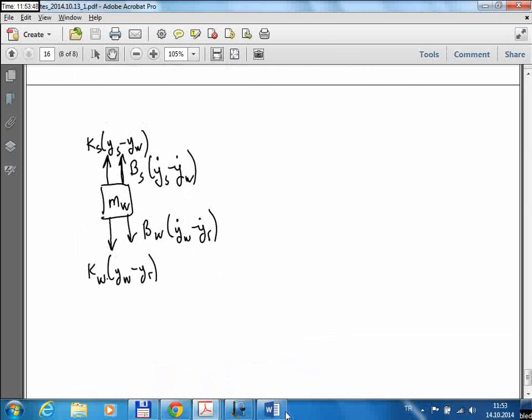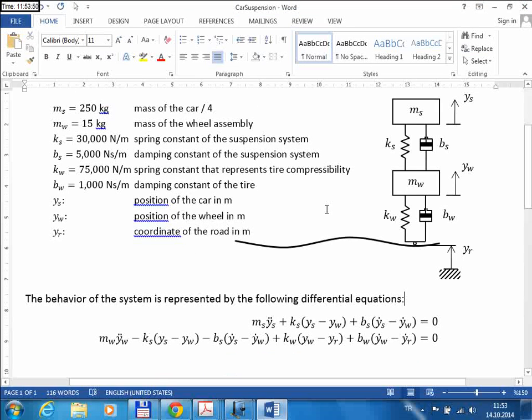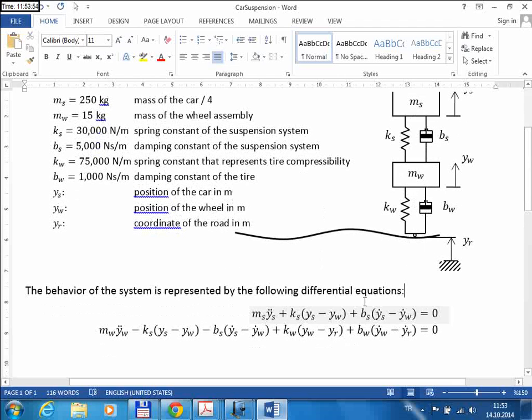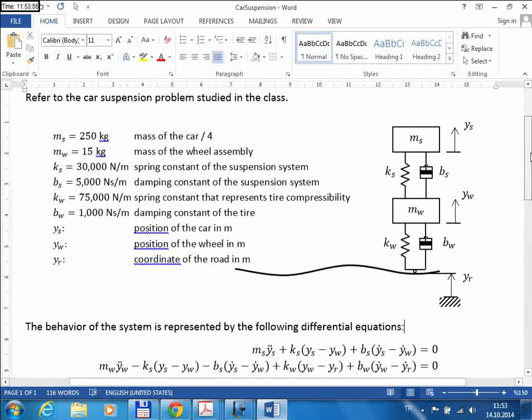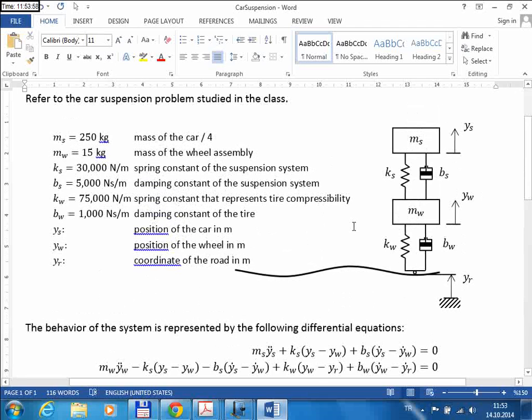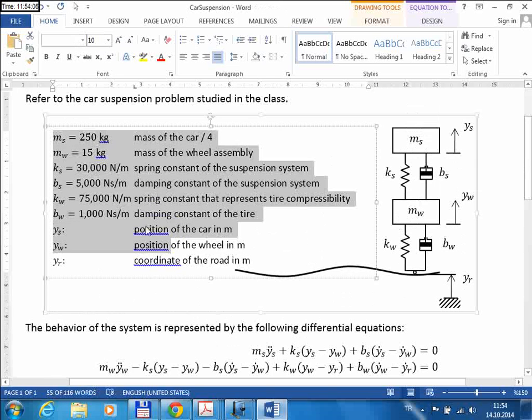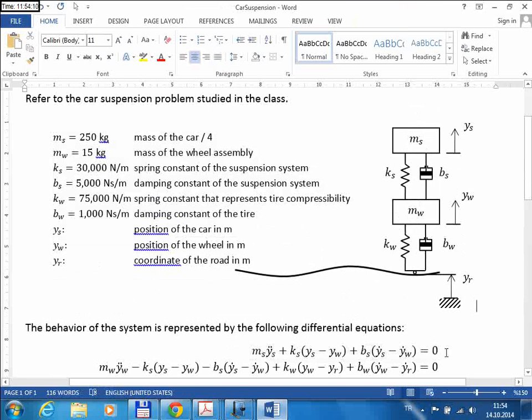So let me show you what the equations look like. So these are the final equations. This is the same problem. I just drew it. I found this in my computer, so I thought I should show this. And there are some numerical values. In the future, we can use the numerical values to simulate this car problem. But right now, all we care about are these equations.